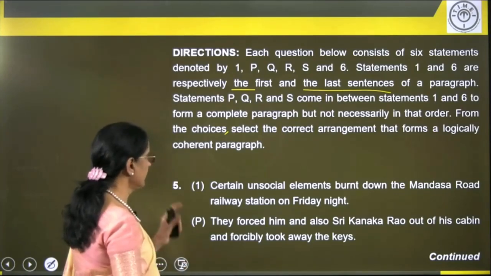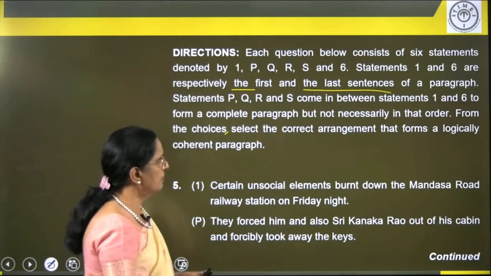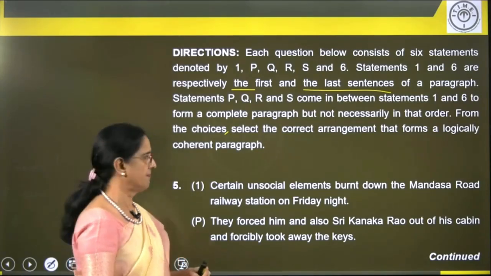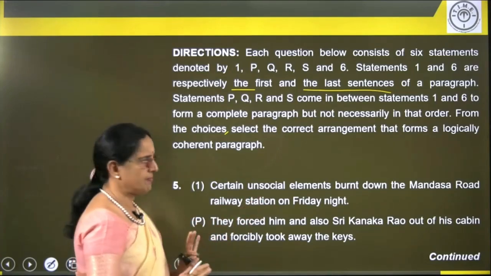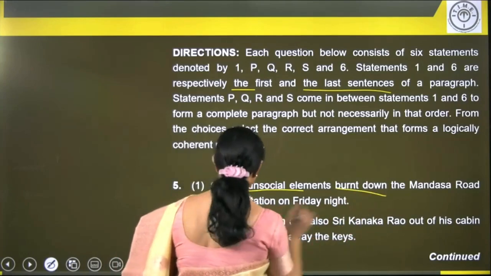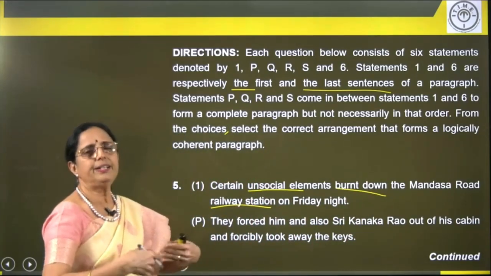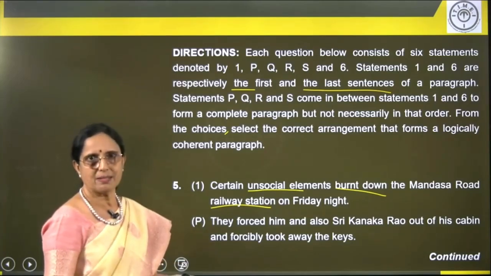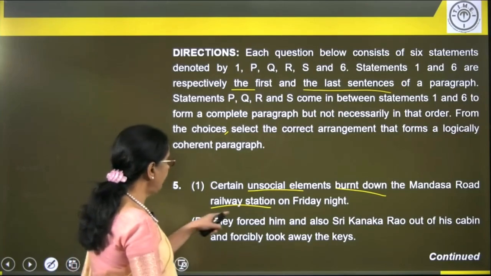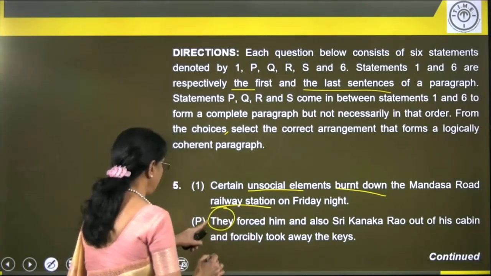Ready? Certain unsocial elements burnt down the Mandasa Road railway station on Friday night. Introduction is already given. So, what is the topic here? Unsocial elements burning down the railway station. How did they do it? When did they do it? Why did they do it? Obviously, that is the discussion. Right? Let's go. They forced him. Who are they? Alright? So, what do you know?